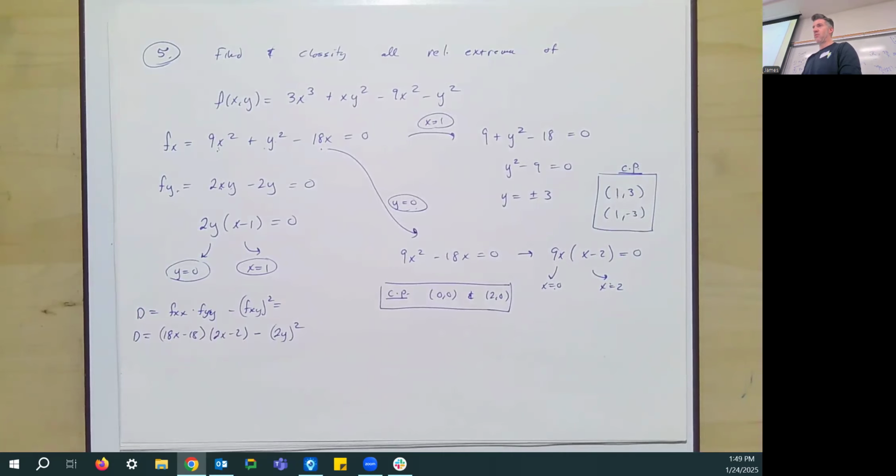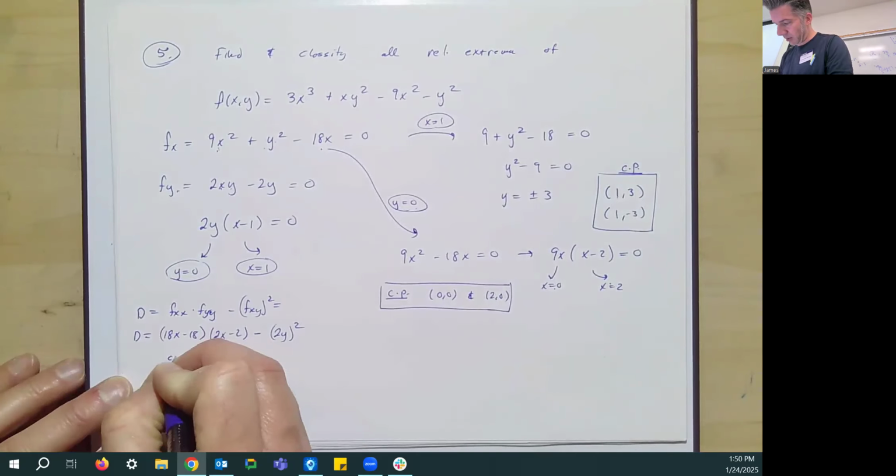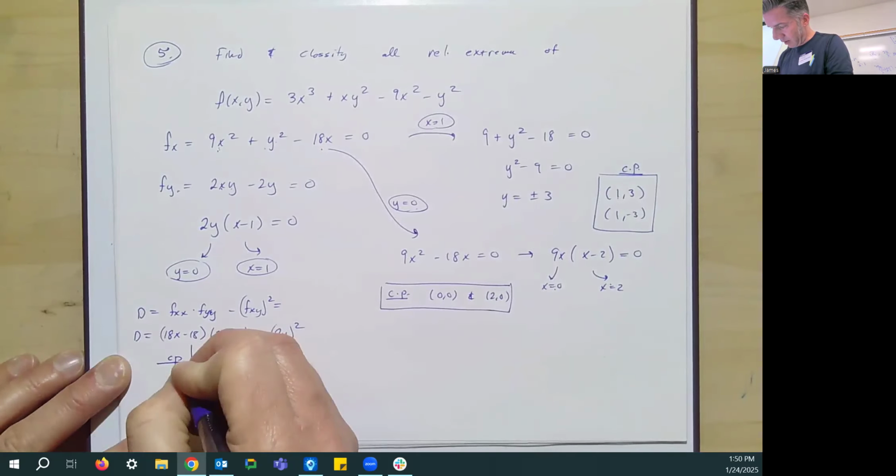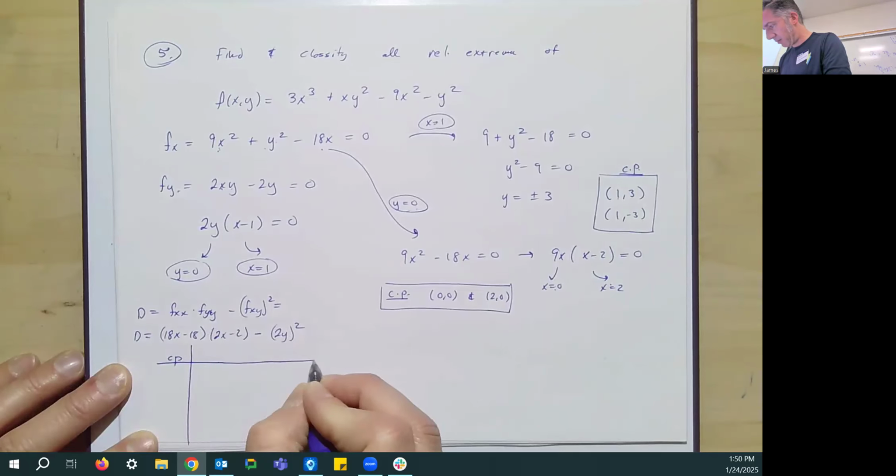Yeah, I guess I'll do this. So I usually just kind of like to do something, but my coworker Grant likes to make a little table when he does this. So here's the table that he likes to make. He likes to say, okay, here's my critical point. Do I have enough room? Maybe. We'll find out here.